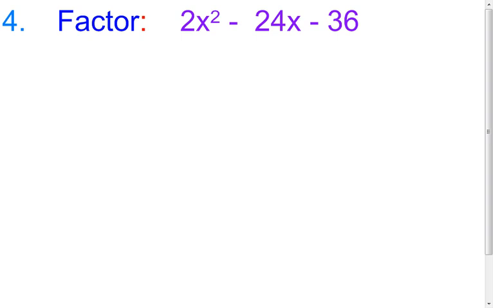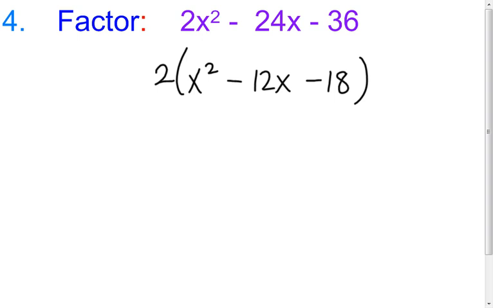Alright, here's another one. Again, you want to ask yourself, what can you pull out? 2, 24, and 36 are all divisible by 2, so I can pull a 2 out of there. 2 times x squared gives me 2x squared. 2 times negative 12x gives me negative 24x. And 2 times negative 18 gives me negative 36. Okay. Bring down the 2. Don't forget to bring down the 2.